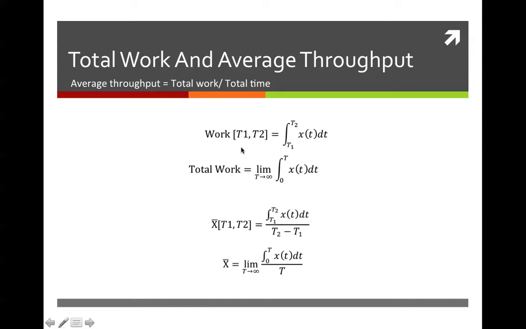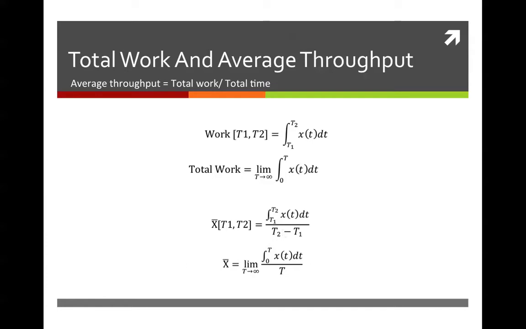And of course, when we want to consider total work between time 0, let's say, and time t as t tends to infinity, then we need to compute this limit, which is our total work for as long as time runs. And the average throughput between time t1 and t2 would again be given by the total work we do over this time period, that is time that runs from t1 to t2, divided by the difference of the two times. So again, this is the rate of work to time.